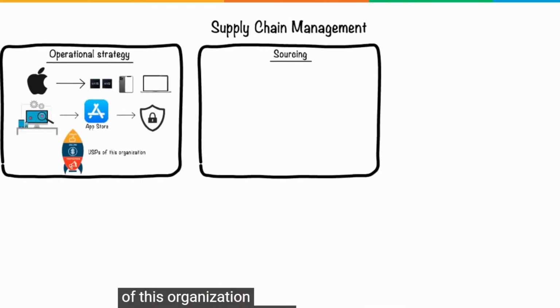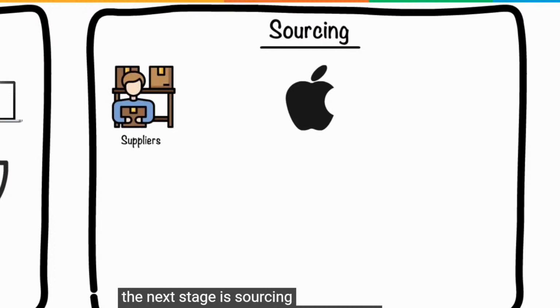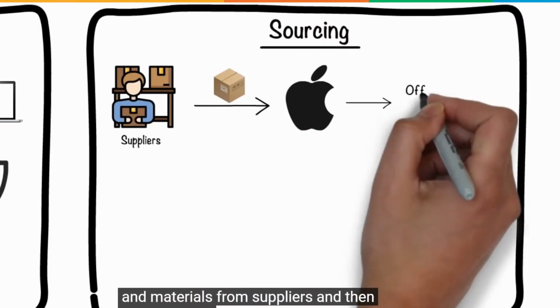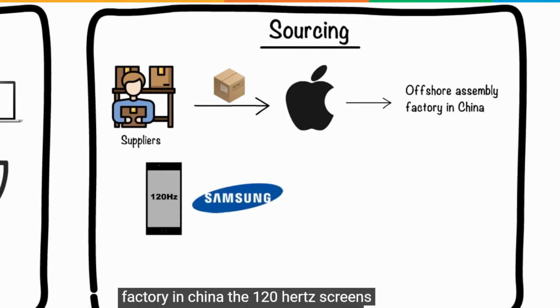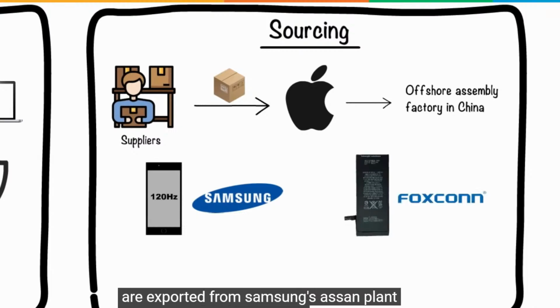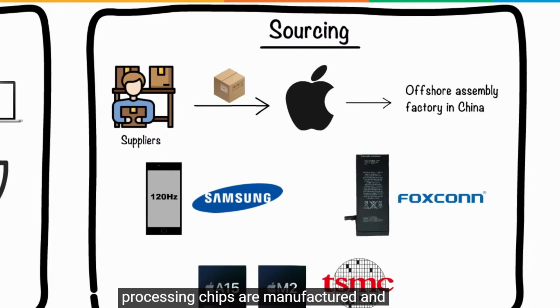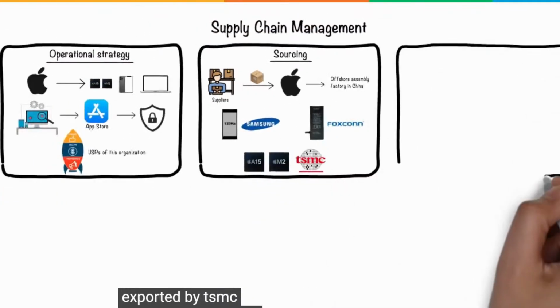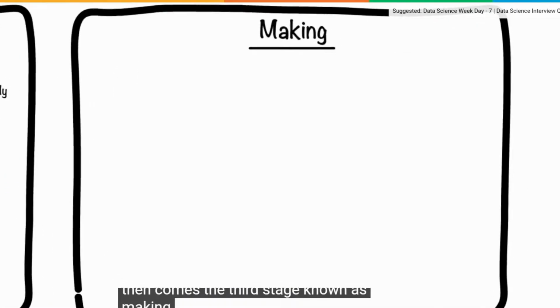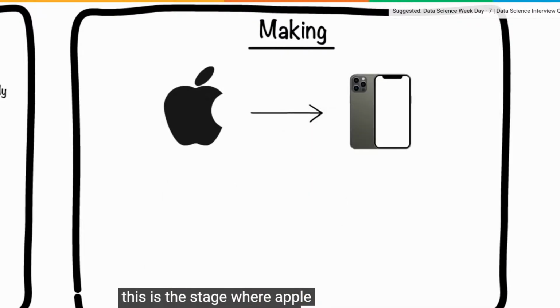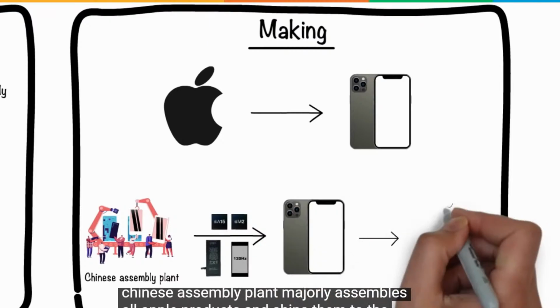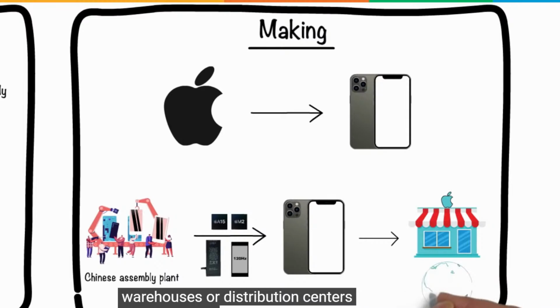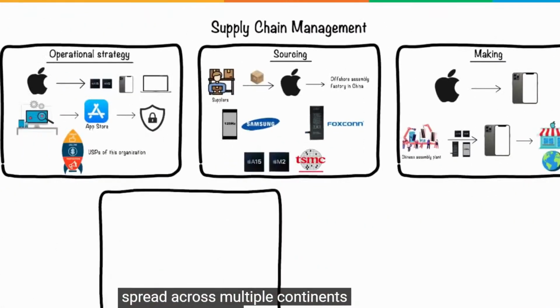The next stage is sourcing. In this stage, Apple acquires equipment and materials from suppliers and then ships them to the offshore assembly factory in China. The 120Hz screens are exported from Samsung's Asan plant. Foxconn ships batteries, and the processing chips are manufactured and exported by TSMC. Then comes the third stage, known as making. This is the stage where Apple manufactures its products. The outsourced Chinese assembly plant majorly assembles all Apple products and ships them to the warehouses or distribution centers spread across multiple continents. After that, the next stage of supply chain management, delivery, comes into play.